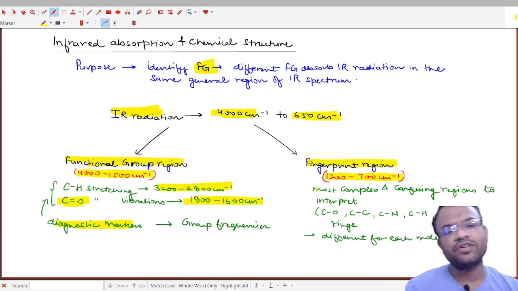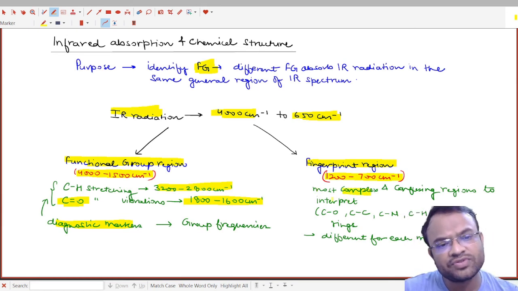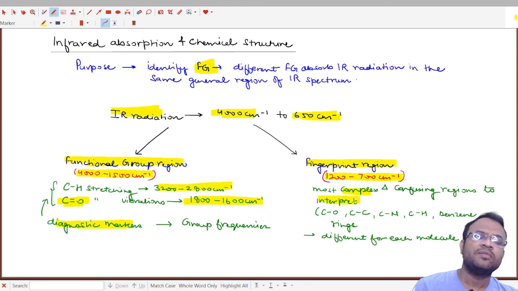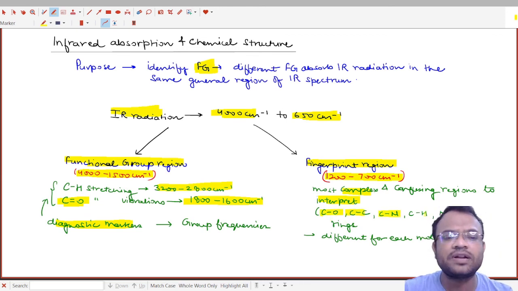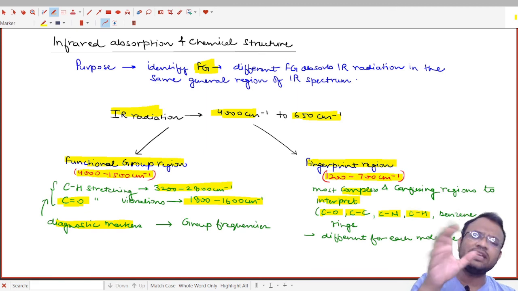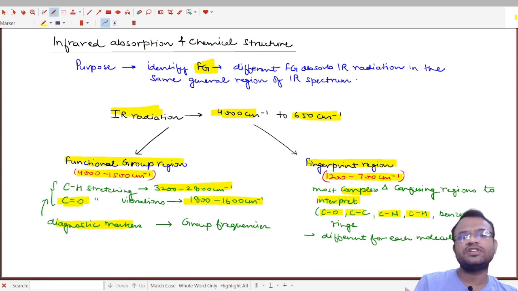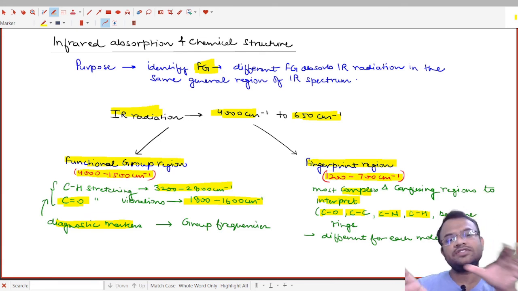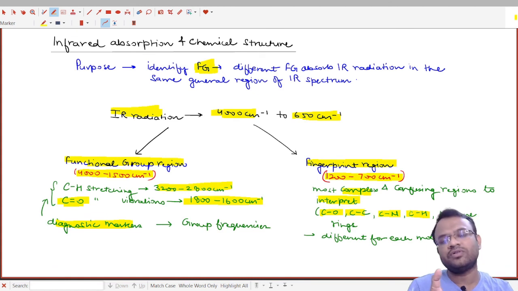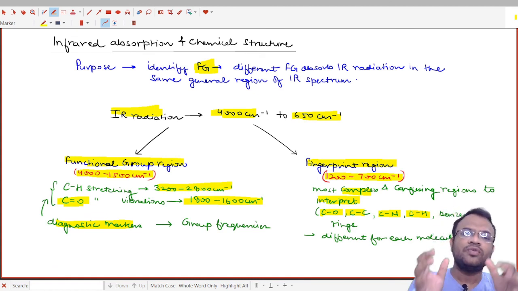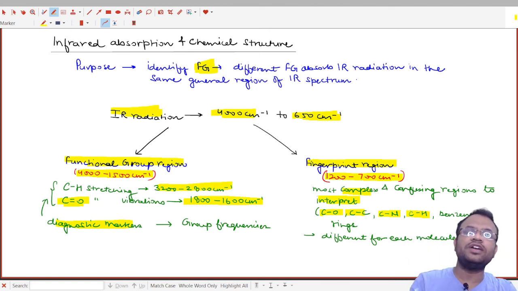Fingerprint regions are very complex and confusing to interpret. Why am I saying that? Because the bonds carbon oxygen, carbon carbon, carbon nitrogen, carbon hydrogen, that means any kind of bond, the information is present in the fingerprint region. Just like each individual has its own fingerprint, any compound would have its fingerprint region different from the fingerprint region of another compound.